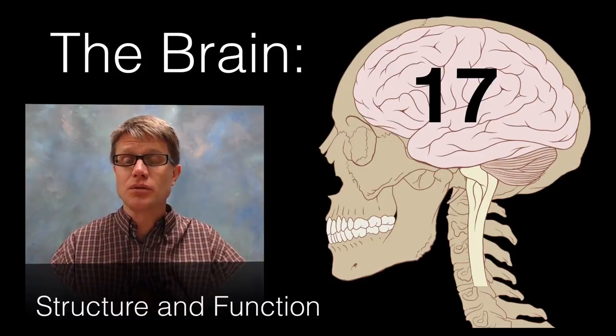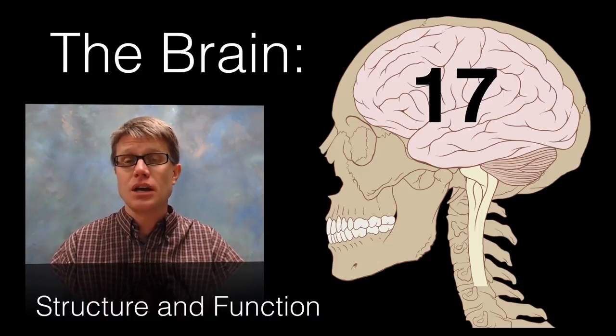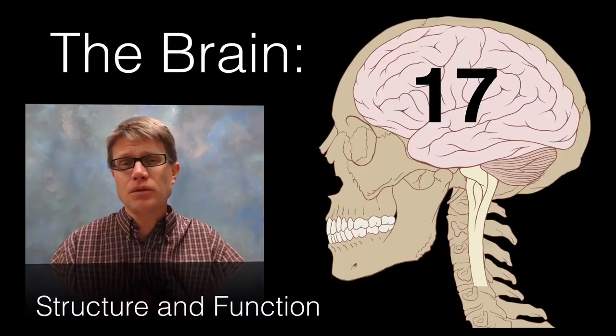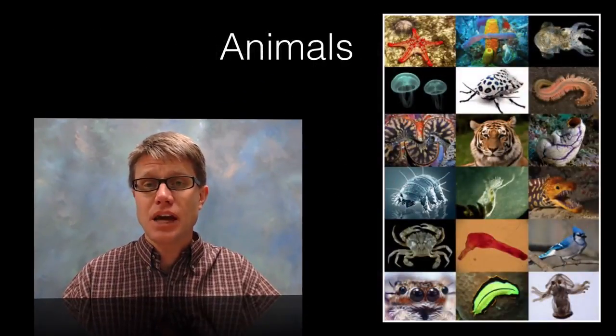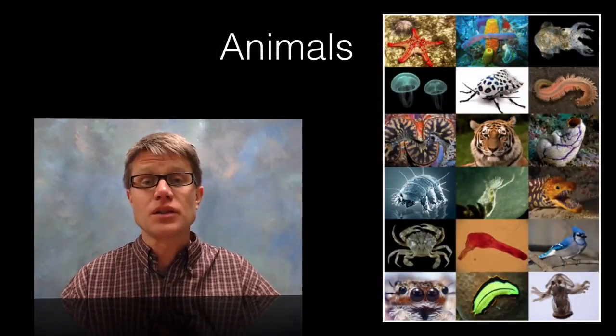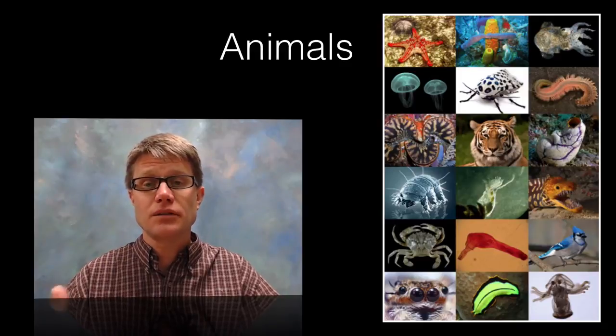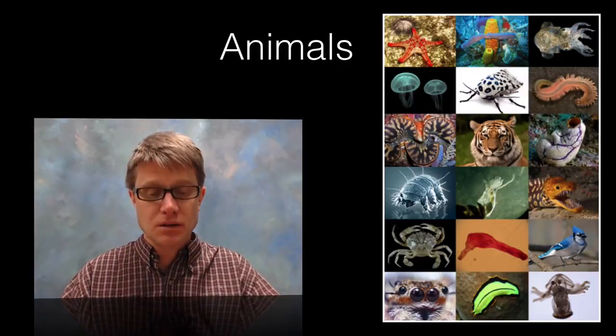And if you do a good job, when we get to the end and I review all the parts, you should be able to tell me what their structure is and what their function is. And so what type of organisms have brains? It's the animals. Animals use nerves, they have muscles to move around, and so they have to organize that movement. And so they use a brain.